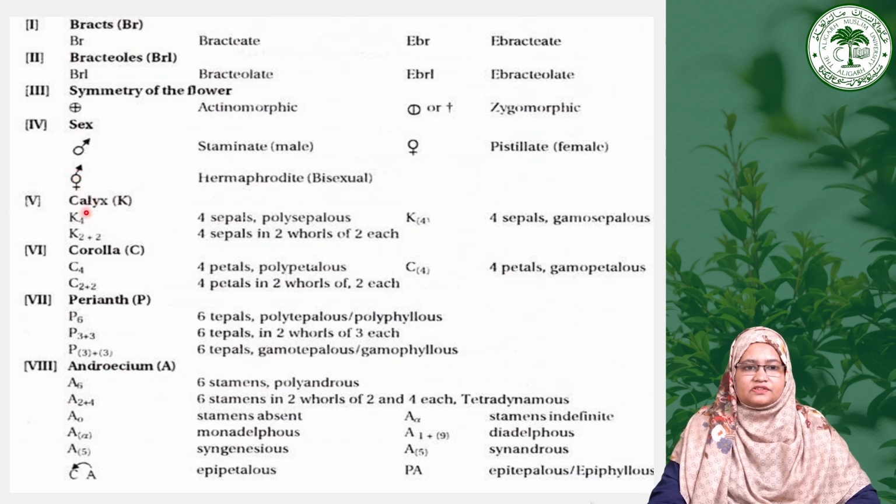Then the next floral part, the calyx, is represented by K, and the number represents the number of sepals present in this particular whorl. So here, the 4, if they are free, is written as K4 only.